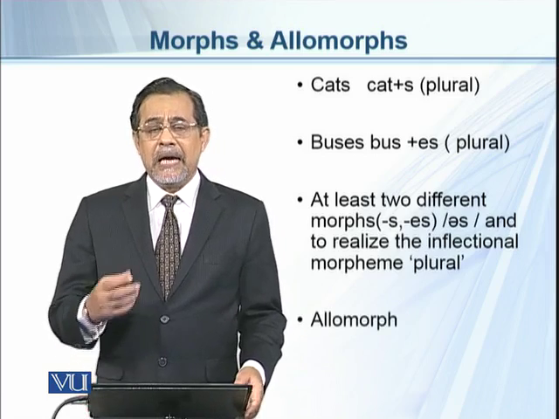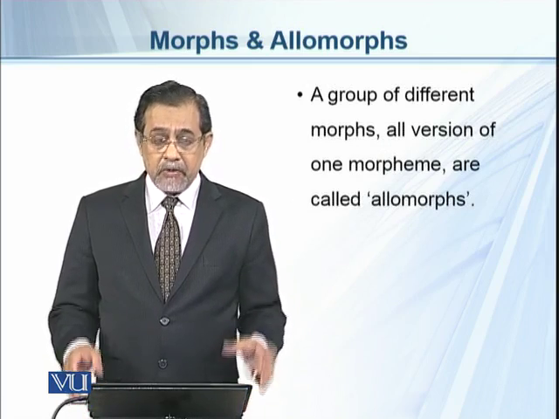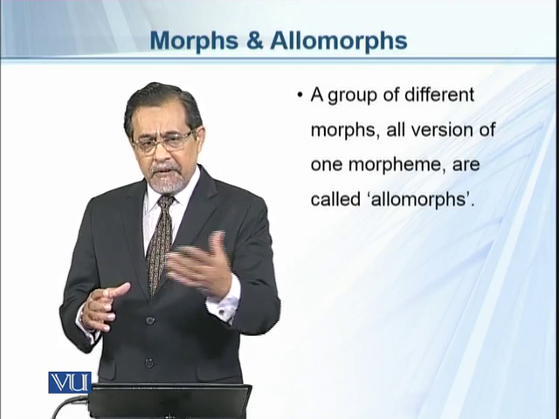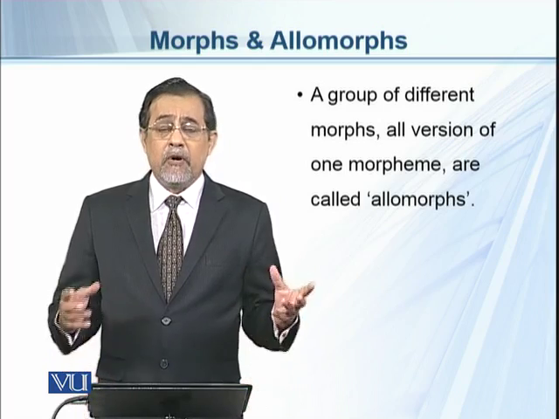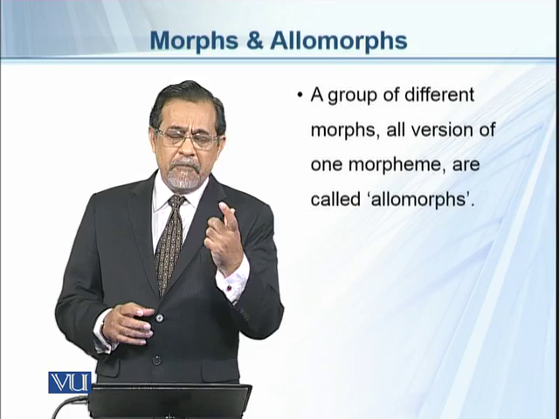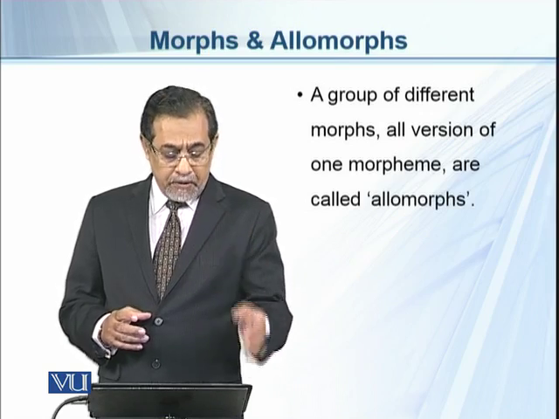This is called allomorph. So allomorphs are a group of different variants. They have different pronunciation. All versions of one morpheme are called allomorphs. So they are the versions of the one morpheme. So one morpheme we have is plural, and it has different versions, which are different morphs.